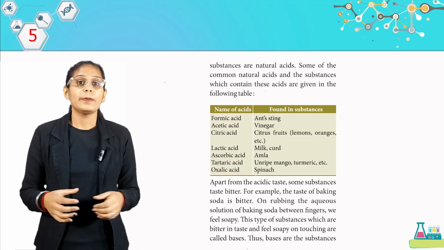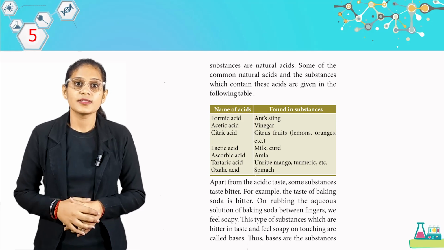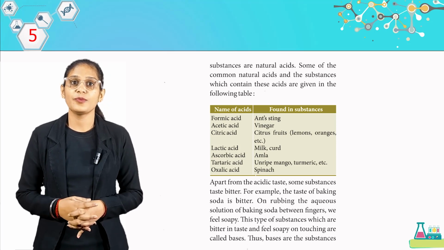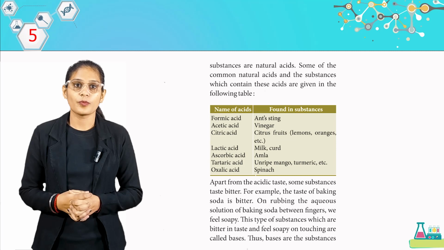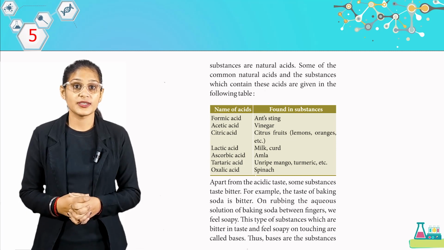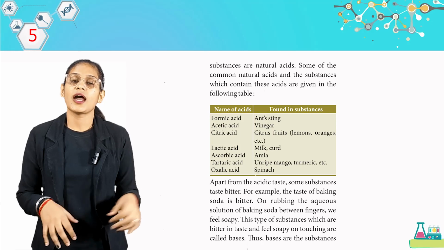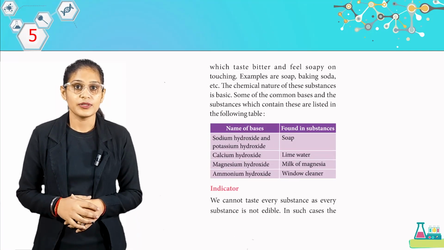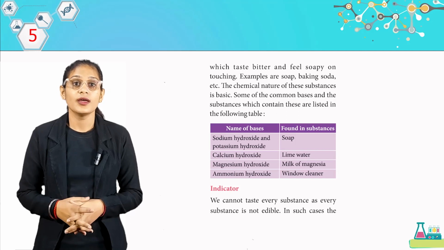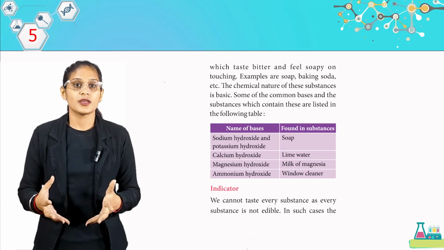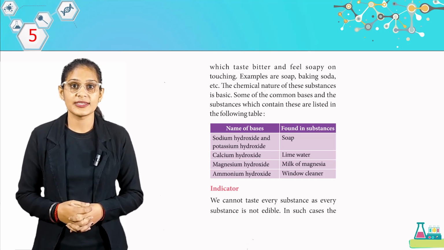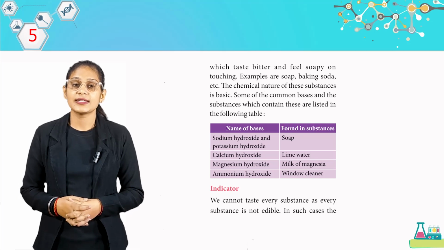Apart from the acidic taste, some substances taste bitter. For example, the taste of baking soda is bitter. On rubbing the aqueous solution of baking soda between fingers, we feel soapy. This type of substances which are bitter in taste and feel soapy on touching are called bases. Thus, bases are the substances which taste bitter and feel soapy on touching. Examples are soap, baking soda, etc. The chemical nature of these substances is basic. Some of the common bases and the substances which contain these are listed in the following table.